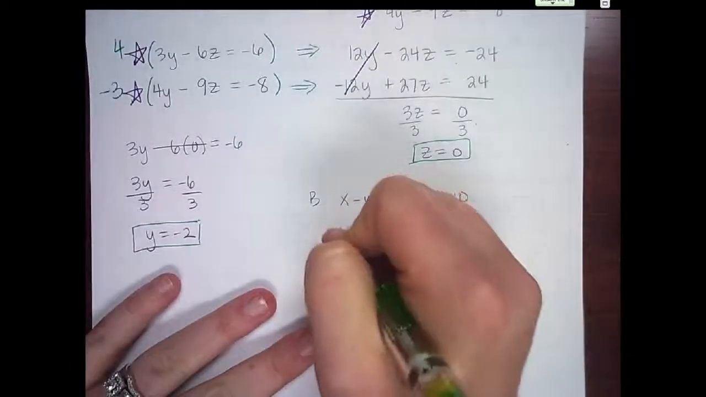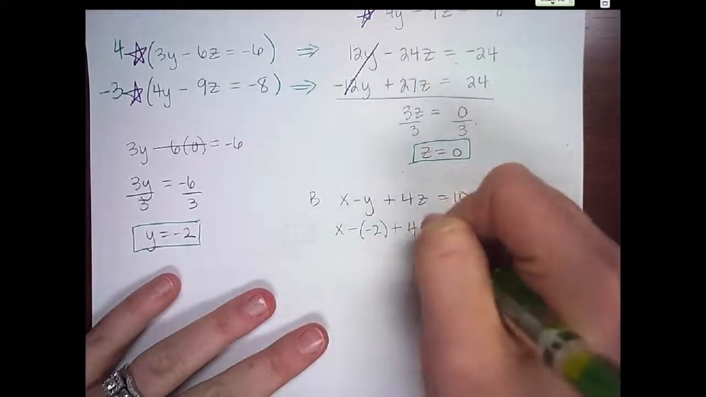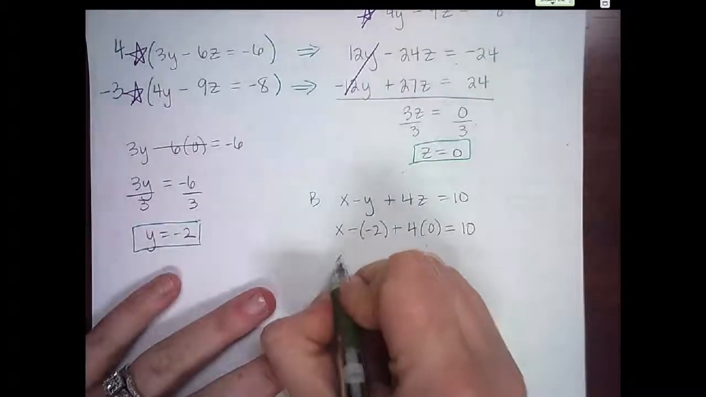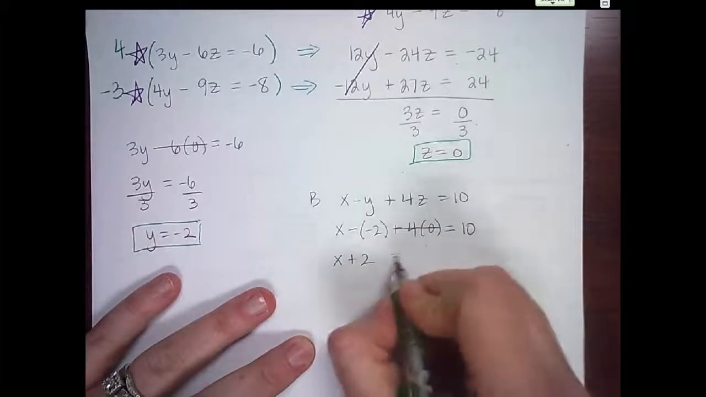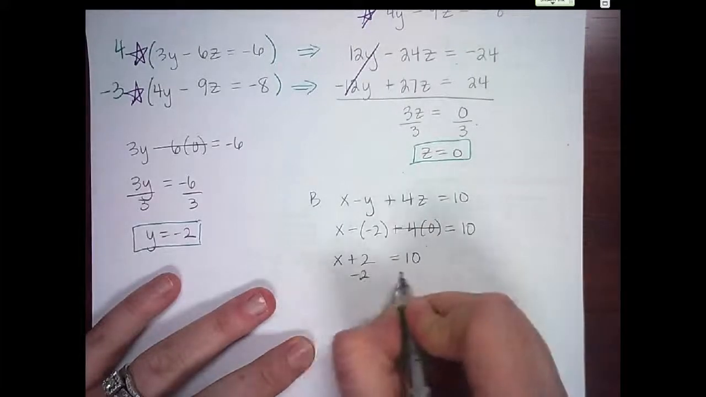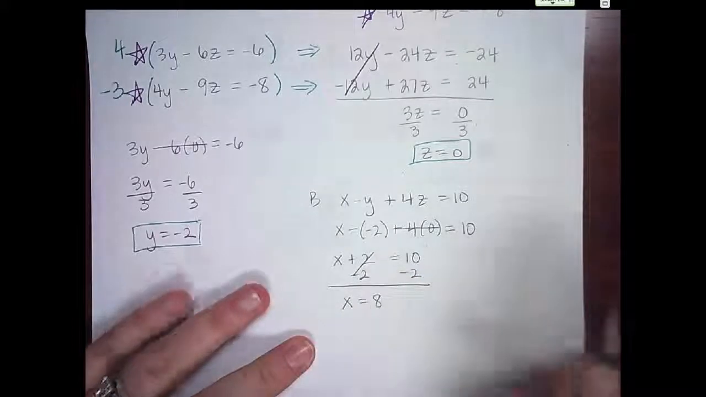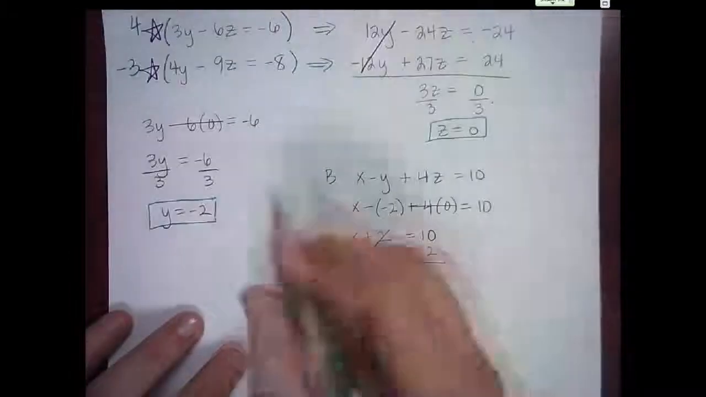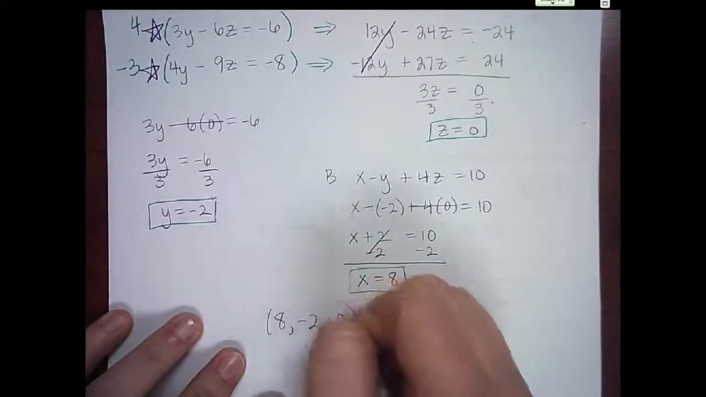And let's plug in what we know. So I'm trying to find x. So I have x minus y, which is negative 2, z is 0, equals 10. So this becomes x plus 2. That goes away because 4 times 0 is 0, equals 10. Subtract 2. X equals 8. So my answer is 8, comma, negative 2, comma, 0.